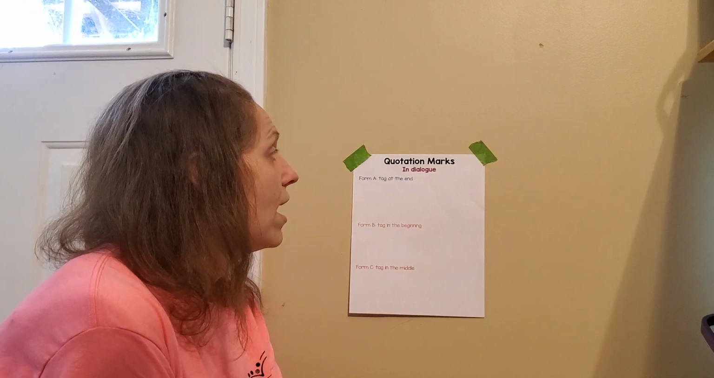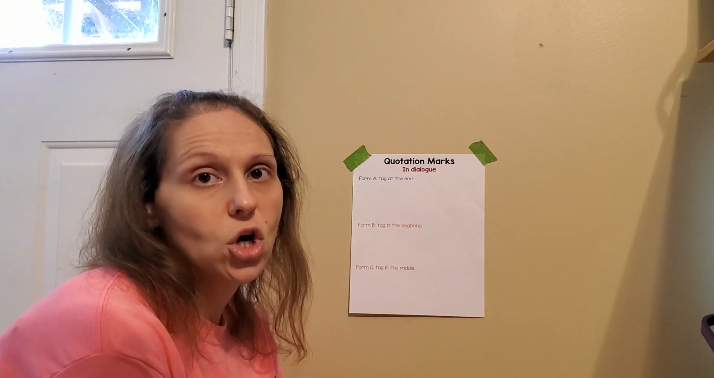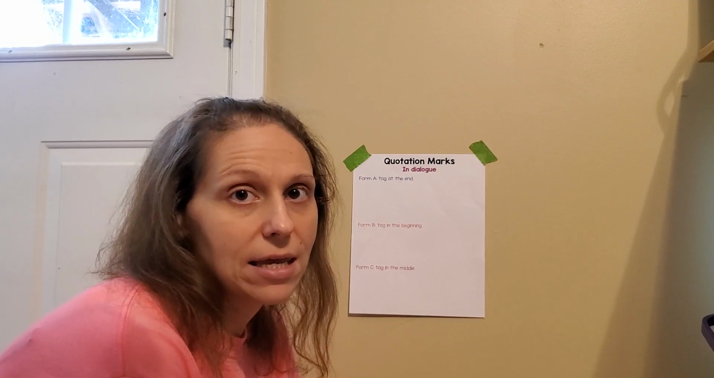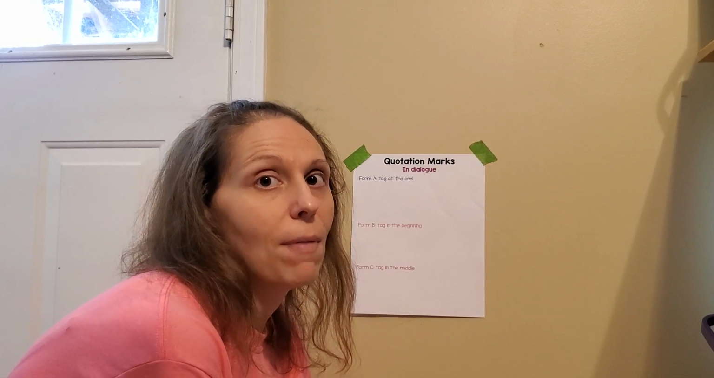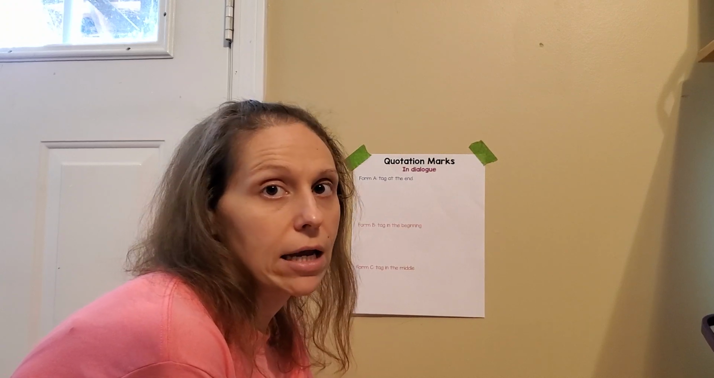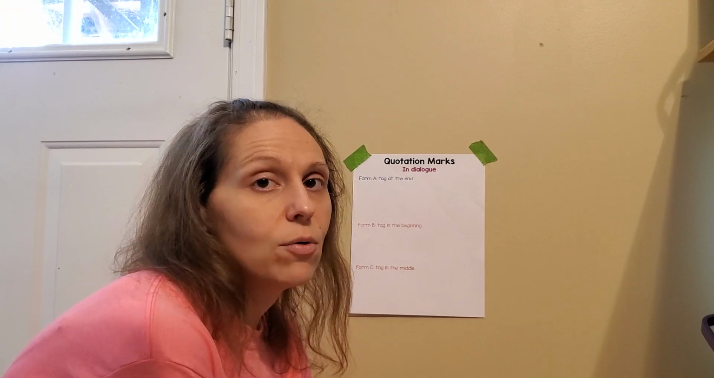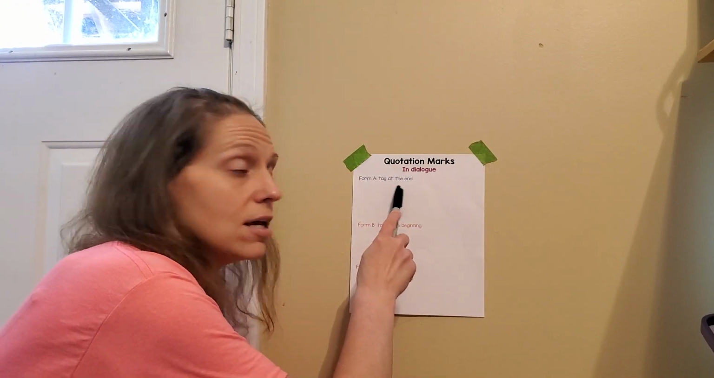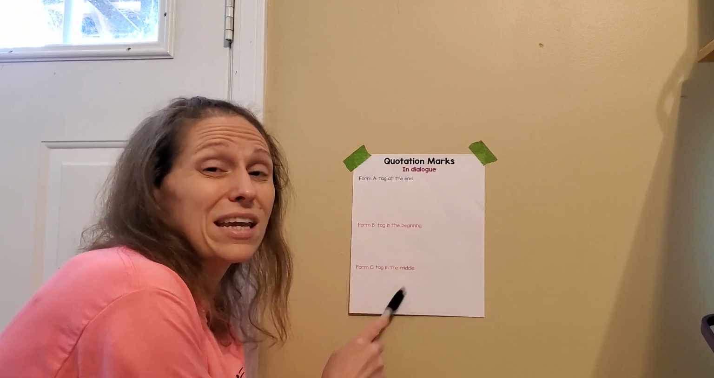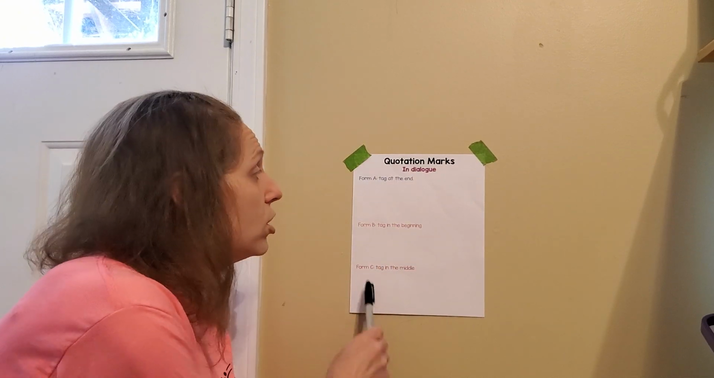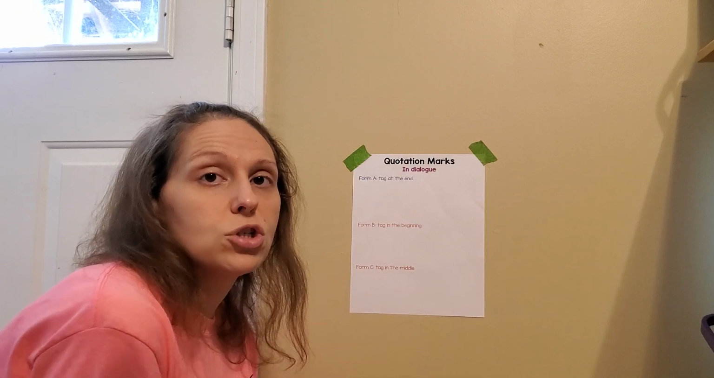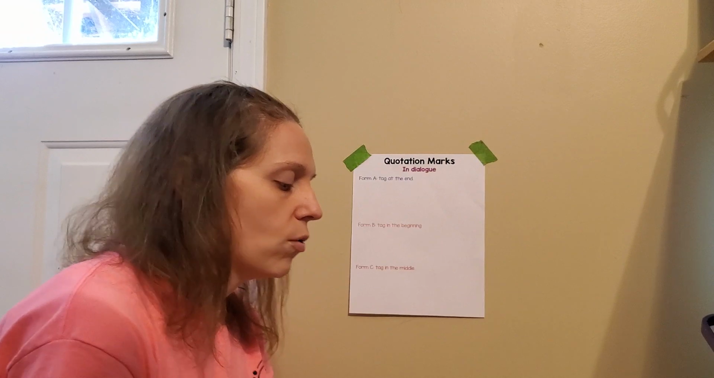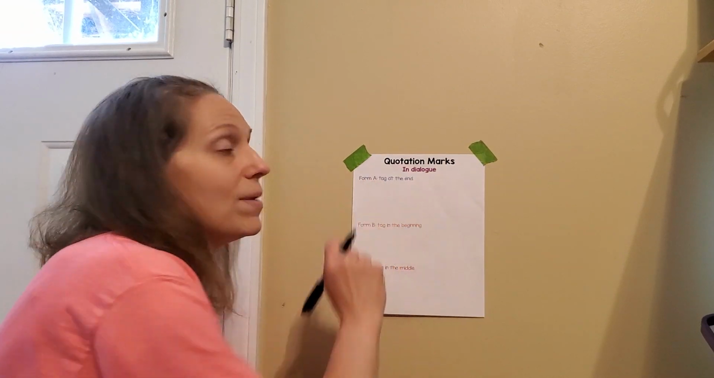Now, when you have dialogue, part of that sentence is called the tag. The tag is the part of the sentence that tells you who is speaking. For instance, said Michael, replied Eric. Those are called tags. When you're writing a sentence with dialogue, the tag can come at the end of the sentence, at the beginning, or even in the middle. We're going to do three examples today, and I'm going to show you how to do the punctuation for that.